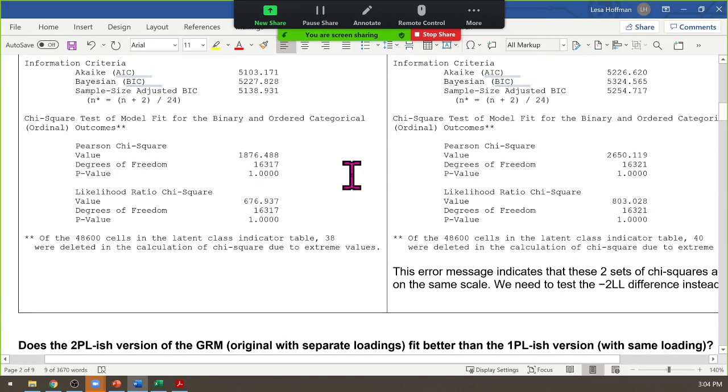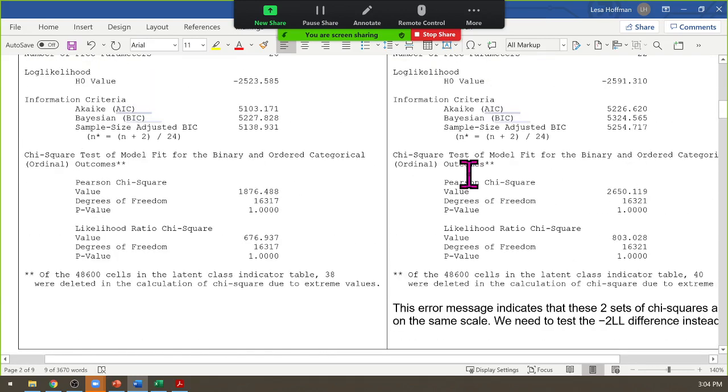And this is all you get for fit. So at this point, we have no idea if this model fits in an absolute sense, if the model is consistent with the idea that these 7 items measure the same trait. We have no idea yet. All we know is that the model that allows a separate slope, a separate A for each item, fits better than a model that does not.